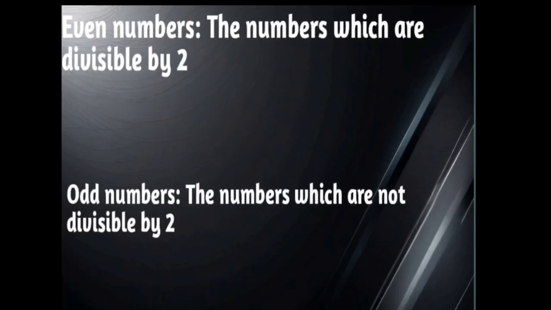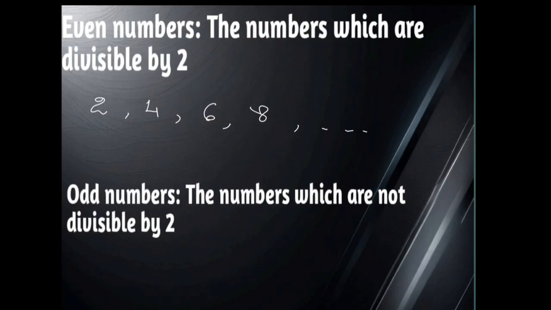The next one is even numbers and odd numbers. Even numbers are the numbers which are divisible by 2. For example, 2, 4, 6, 8. These numbers are called even numbers. The numbers which are divisible by 2, we can divide these numbers by 2. Those numbers are called even numbers.